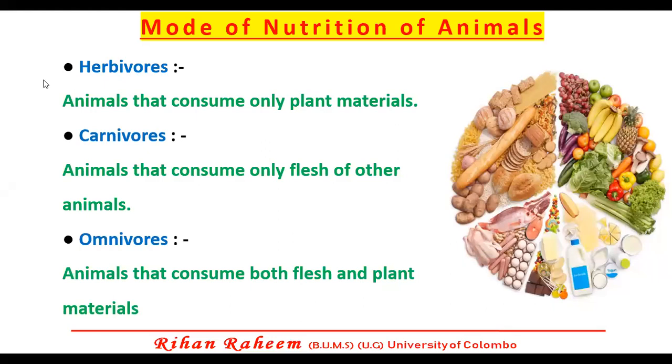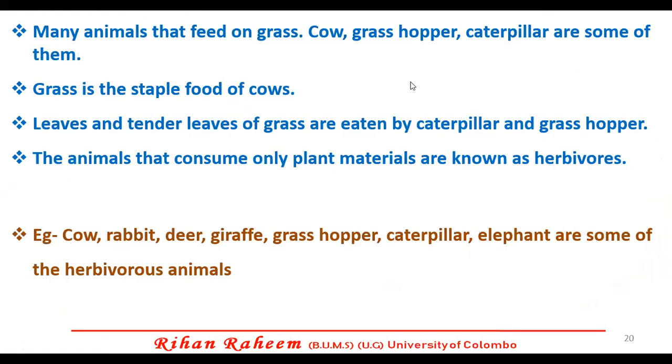Okay, so there are herbivores, there are carnivores, and there are omnivores. Did you understand these three relationships? Okay, now we'll go one by one.